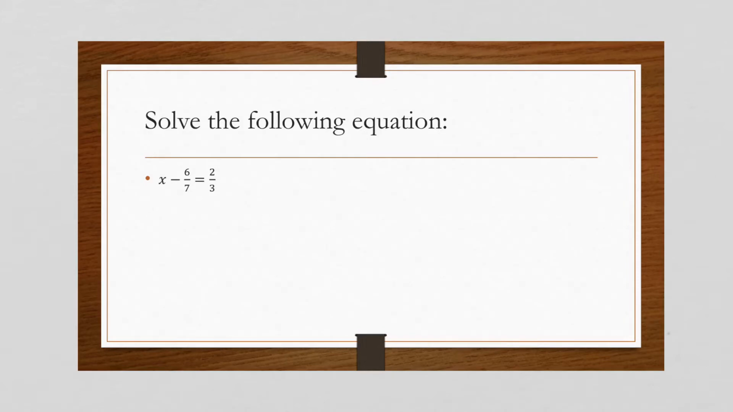Alright, take a look at this one. What's happening to our variable? It's being subtracted. So that means we need to add 6/7 to both sides. That creates 0, so I'm left with just plain old x right there.